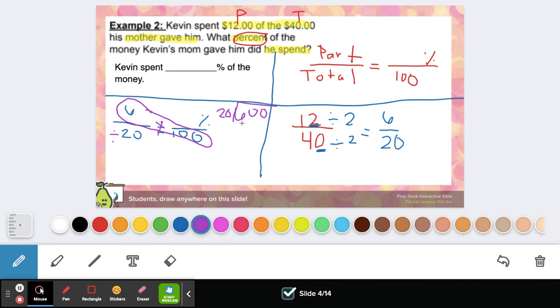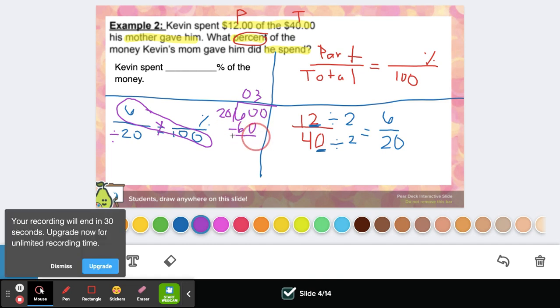20 cannot go into 6, so that's going to be 0. But 20 can go into 60. How many times can 20 go into 60? 20, 40, 60. That's 3. So 20 times 3 is 60. I subtract, I get 0. I bring down my 0. 20 can go into 0 zero times. I subtract that and I get 0. So here I have 30%.